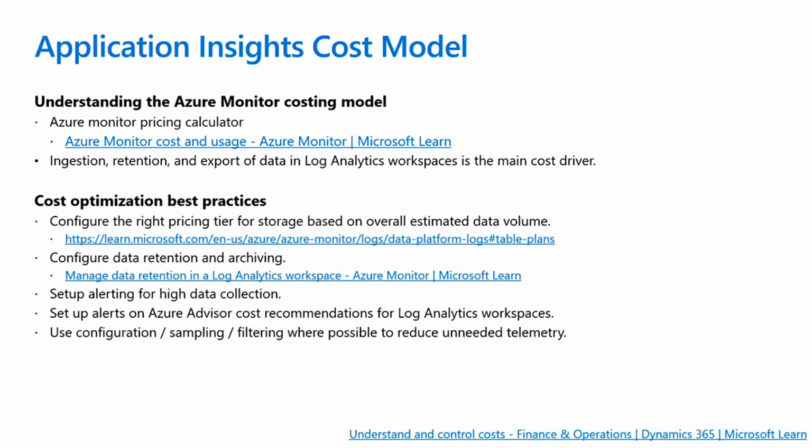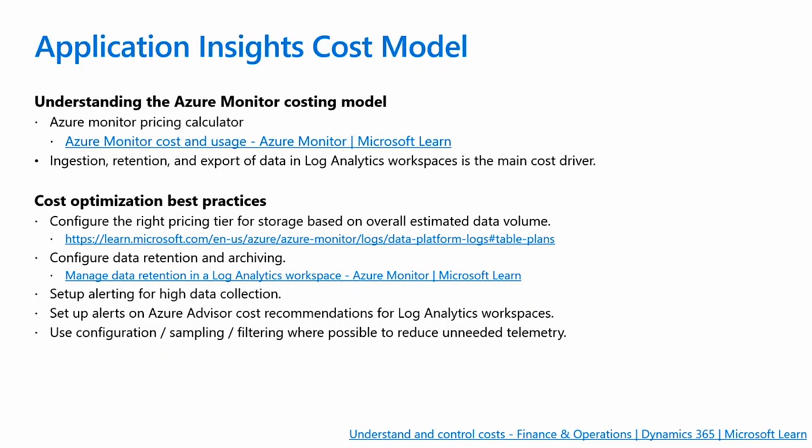And then also you can configure archiving and data retention, how long to keep data on your App Insights. That will make a difference in the costing also. We also recommend to set up alerting for high data collection. So if you have a certain forecasted amount of telemetry that you will be collecting, you can set up alerts to make sure that you don't go over certain thresholds, right? And then get a notification of it. Same for the setup of alerting on the Azure Advisor cost recommendations.